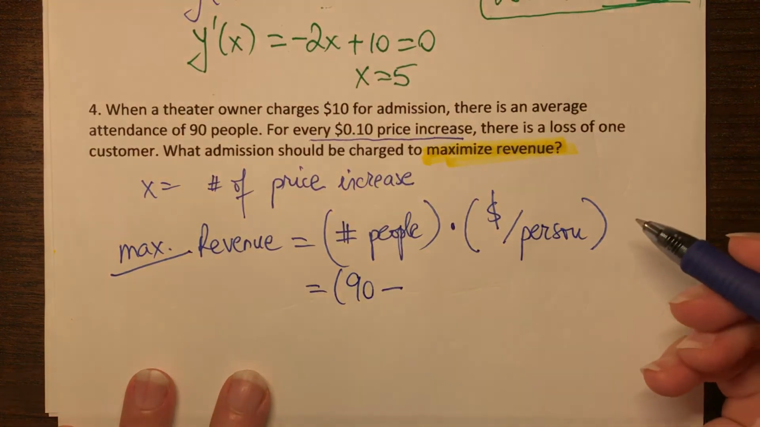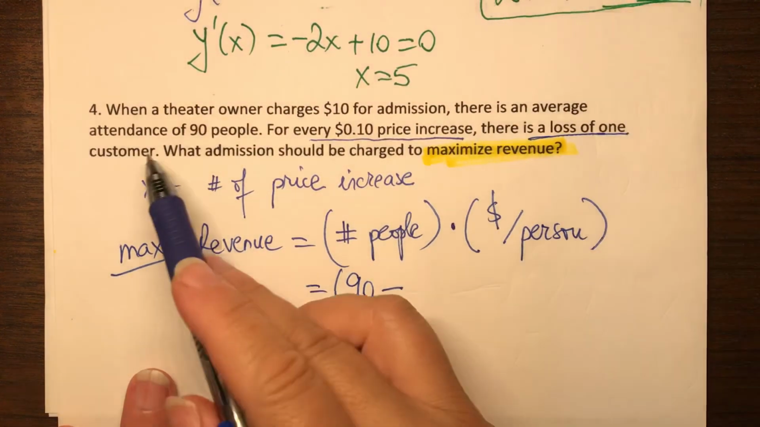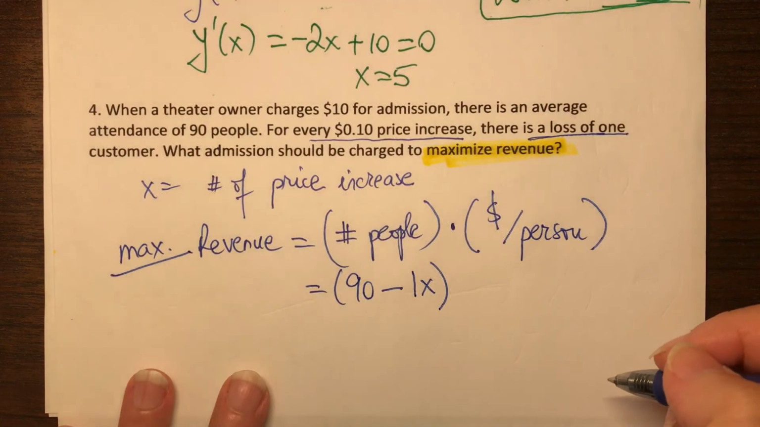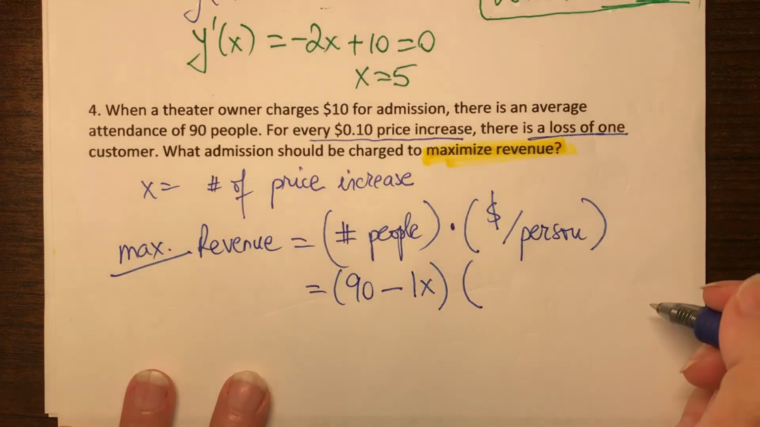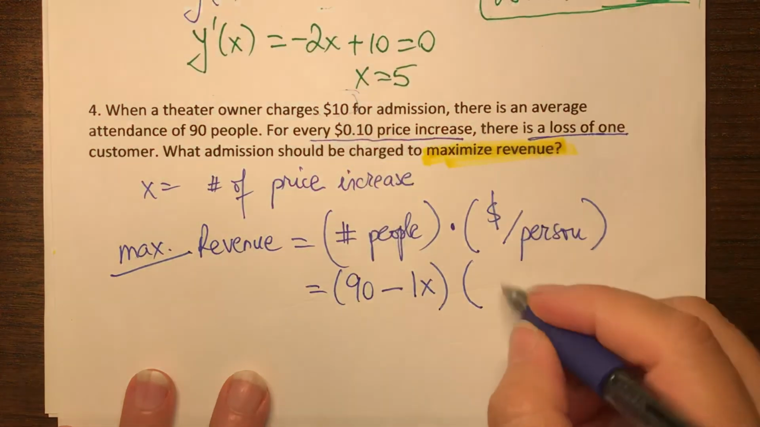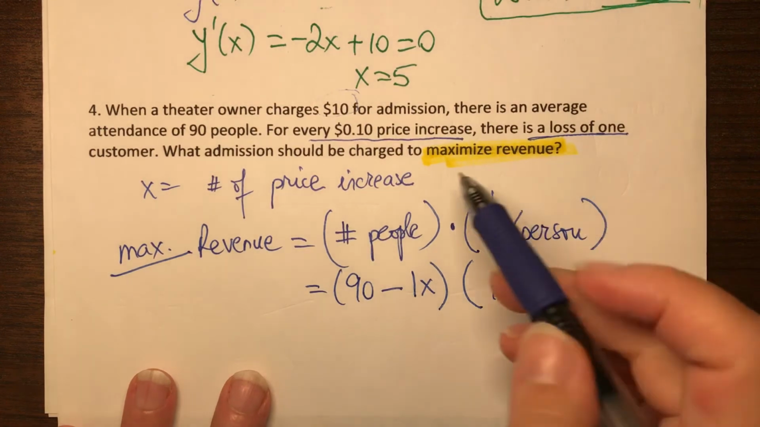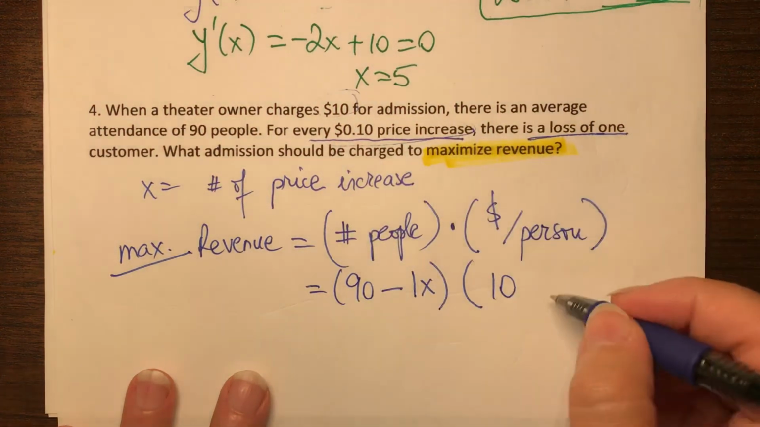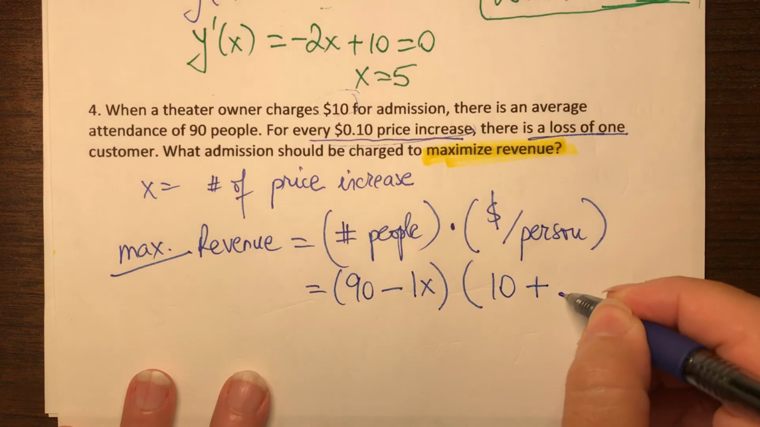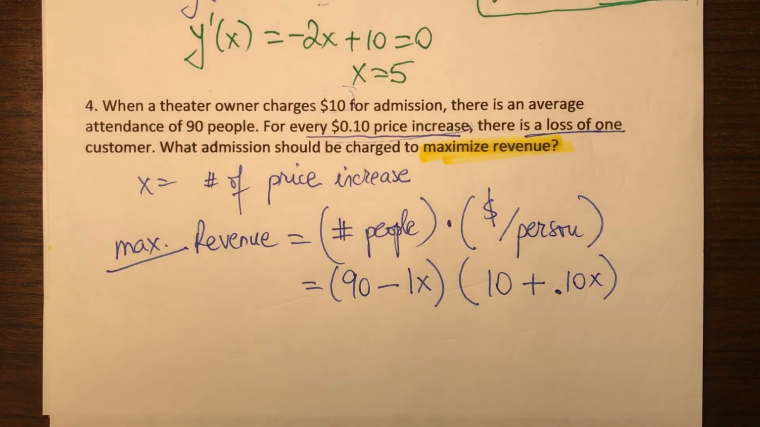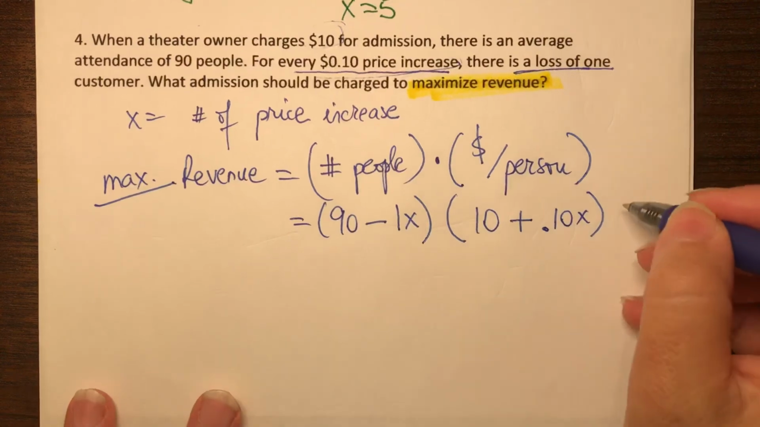What happens to the number of people? There's a loss of one customer. Every time we increase the price, we lose one customer. Good. What's the charge? Well, we're starting at $10 per person. And what do we want to do with that $10? We want to increase it by how much? 10 cents. So remember to not write 10, but it's not $10, it's just 10 cents. So that's 0.10x. That's it. So let's just distribute. Easily done.